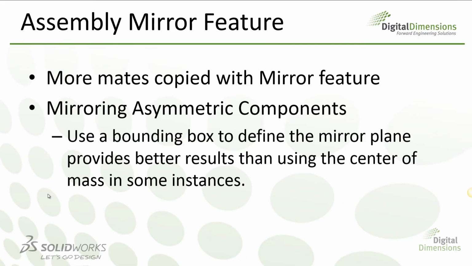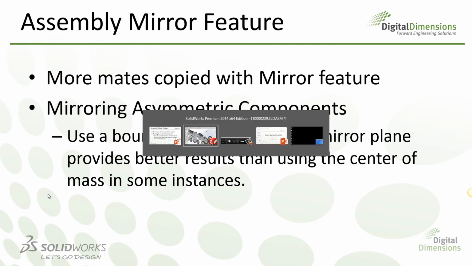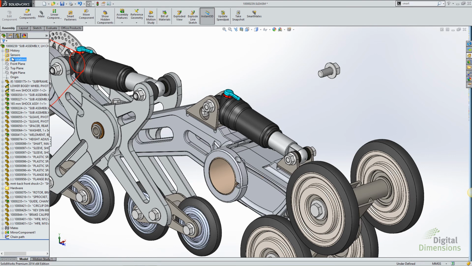Next thing to cover is some enhancements to the assembly mirror feature. More mates are going to be copied with a mirror feature, so that as you create a mirror feature in the assembly, whatever mates are applied to one component are going to be applied to the other.